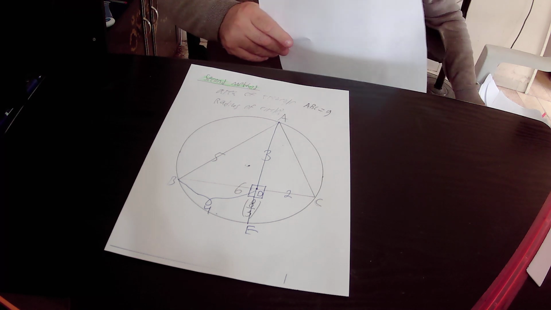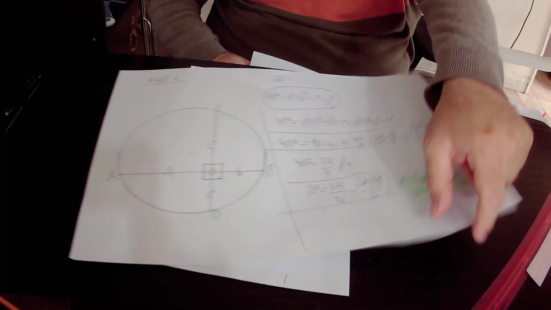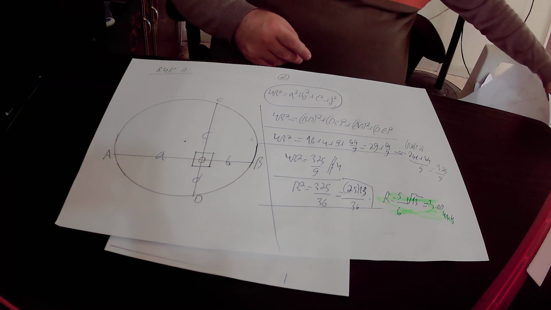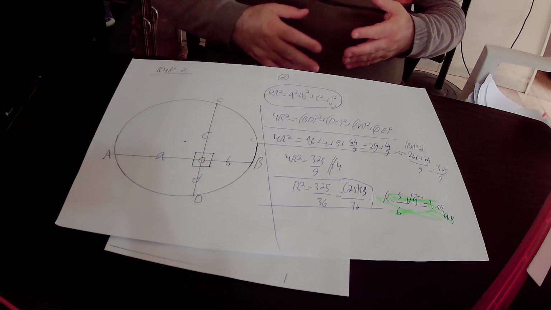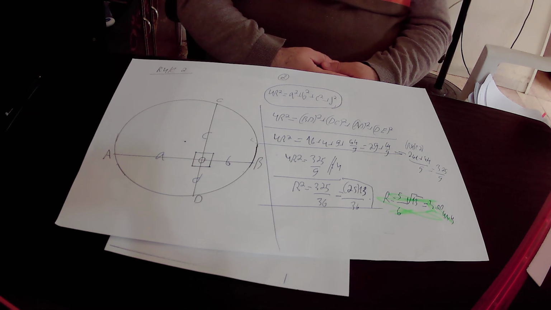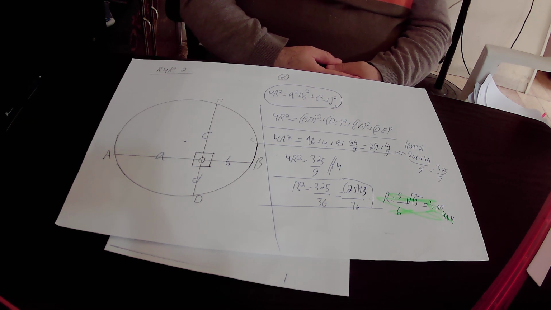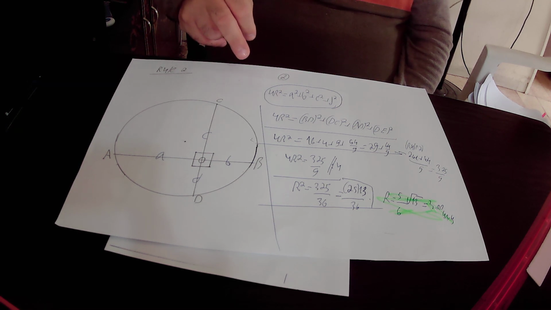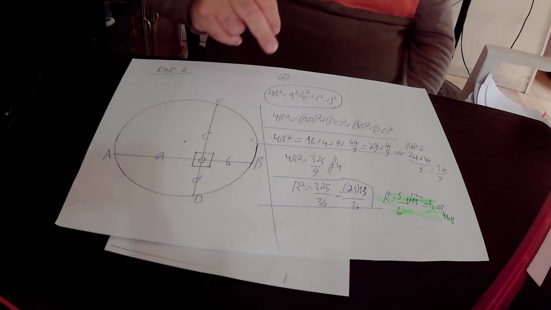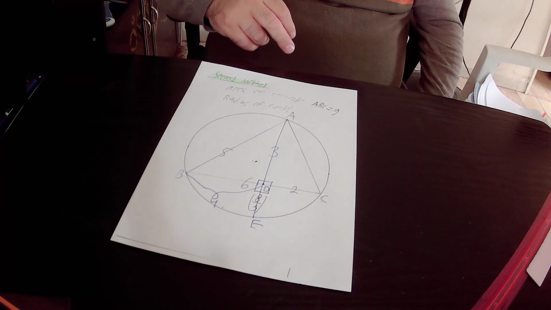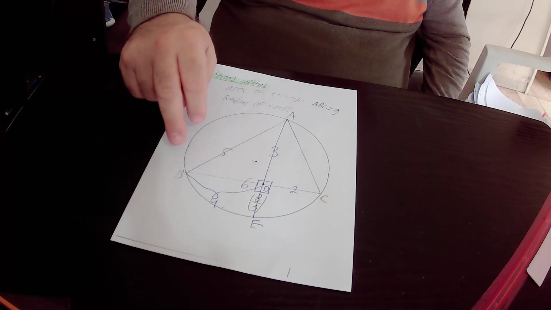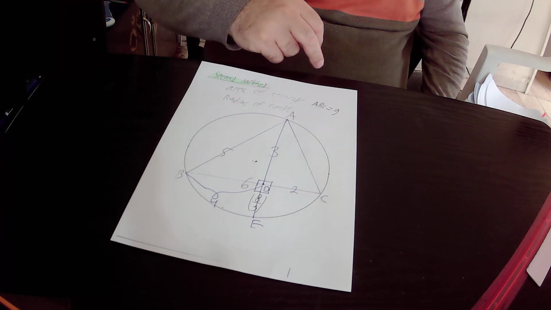Then I presented to you rule number 2, and we implemented rule number 2 in our drawing. According to rule number 2, if chord AB intersects chord CD at 90 degrees, then the following equation is true: 4R squared equals A squared plus B squared plus C squared plus D squared. Here we can implement rule number 2 in our drawing, because we have chord AE that intersects chord BC at 90 degrees.